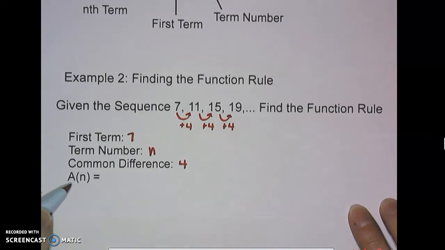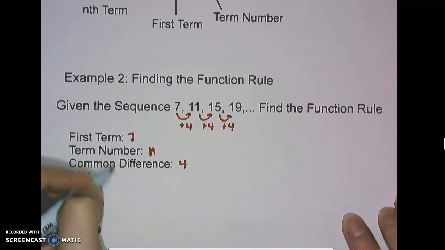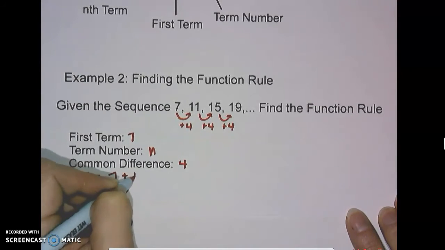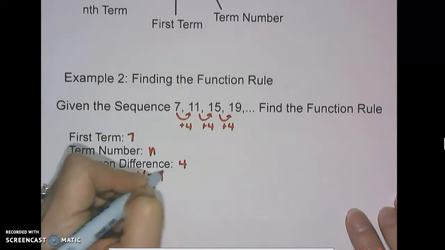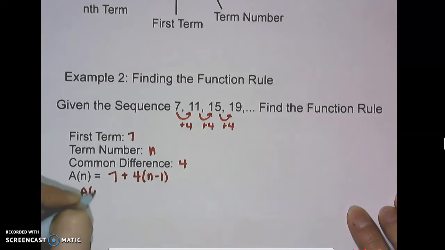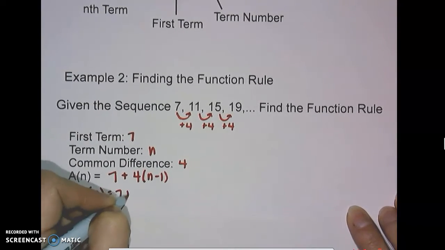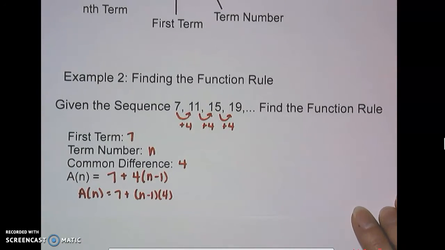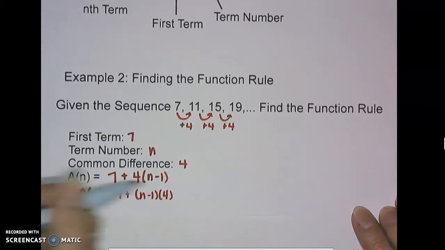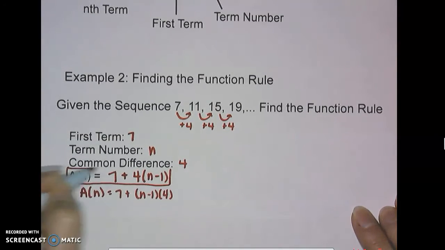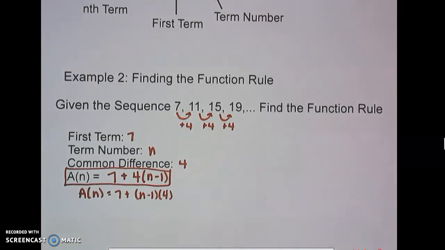Okay? So our general formula for this would be a of n equals the first term, which was 7, plus our common difference times n minus 1. Or you could also see this as a of n equals 7 plus n minus 1 times 4, where the 4 is behind it. It might be more natural for you to see it in this form. So this is the function rule, but either of those would be acceptable answers.